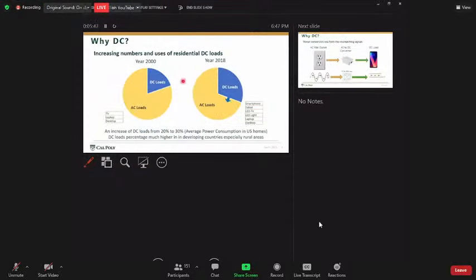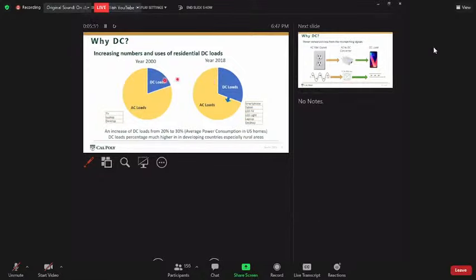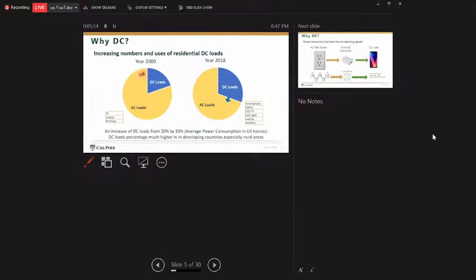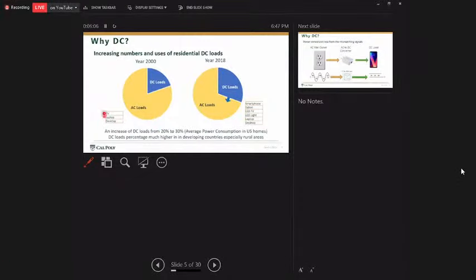And here's some statistics that I ran a few years ago. In the US, of course, here we see the mix of the percentage of AC loads and DC loads in our house, on average or a typical house. Mostly TVs, laptops, and desktops, those are DC. You can see the percentage is about 20% back in 2000. Fast forward to 2018, you can see the percentage is increasing to 30%.